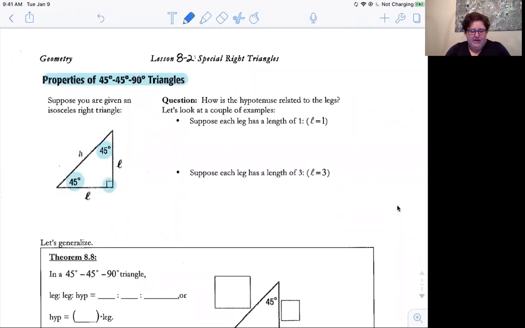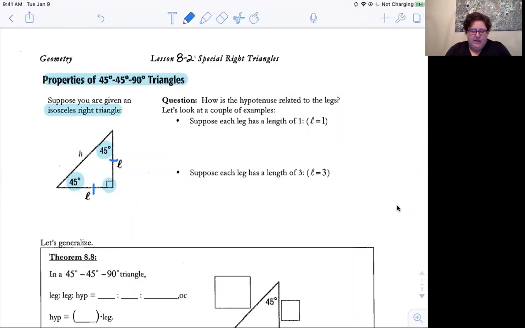And then remember, because the triangle has two congruent angle measures, that makes the opposite sides congruent. That forces it to be isosceles right. So sometimes we'll talk about isosceles right triangles, and sometimes we'll talk about 45, 45, 90 triangles, but they're the same thing.